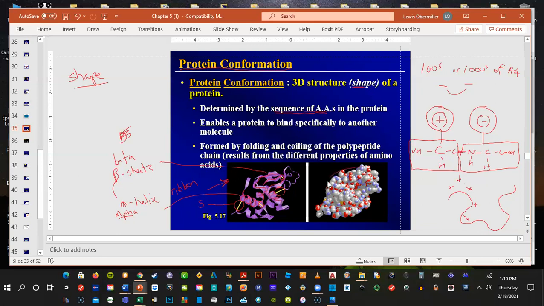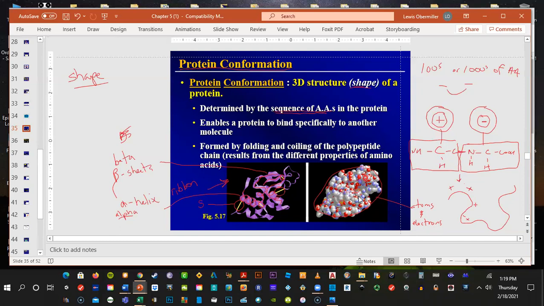This is what we call the space filling model. And I can't see the alpha helices and beta sheets or the sulfur bonds. Well, maybe a little bit here, but I can't see this hidden one over here because it's embedded inside the protein. But this is where the actual atoms and electrons are. So each of these is a cloud, an electron cloud that we talked about in chapter 2. And so this tells me what the actual shape of this thing is.